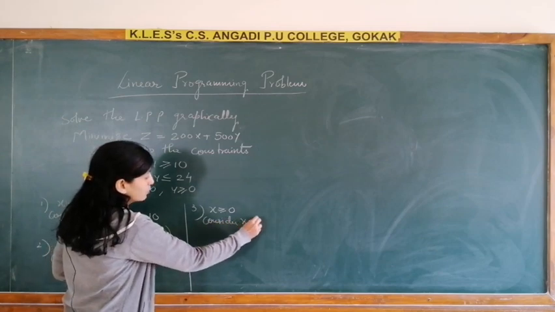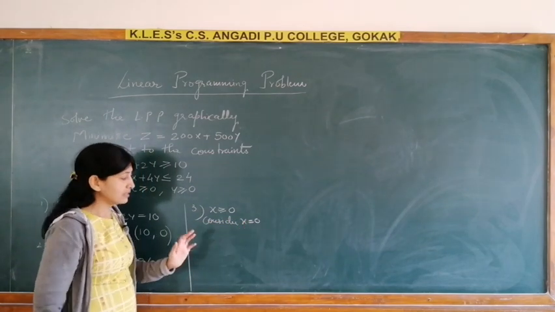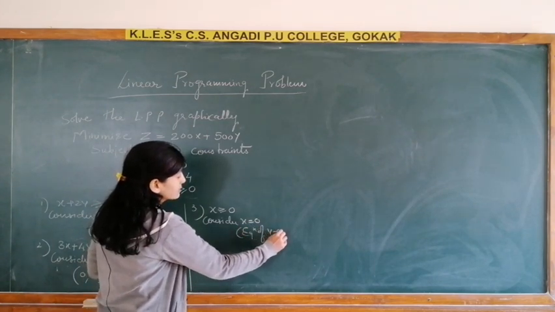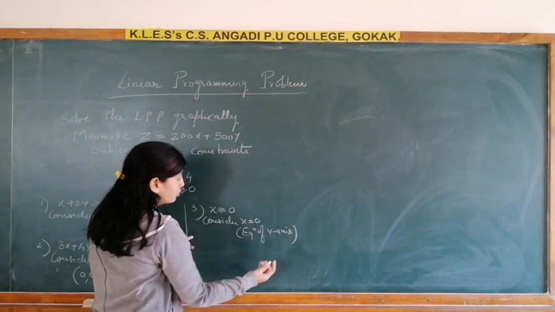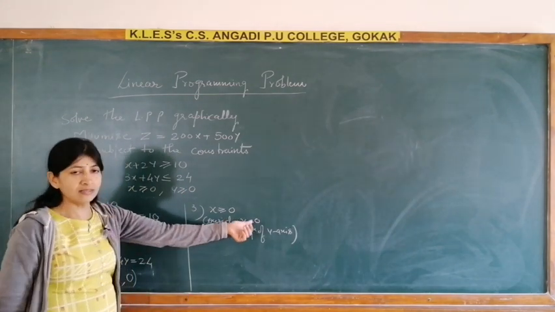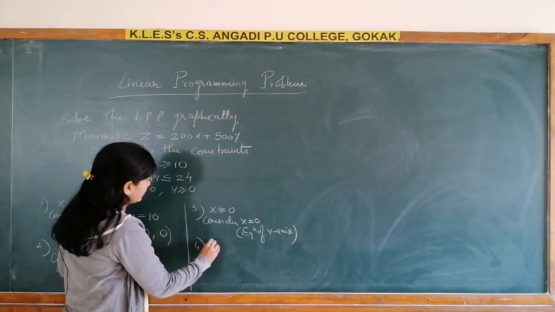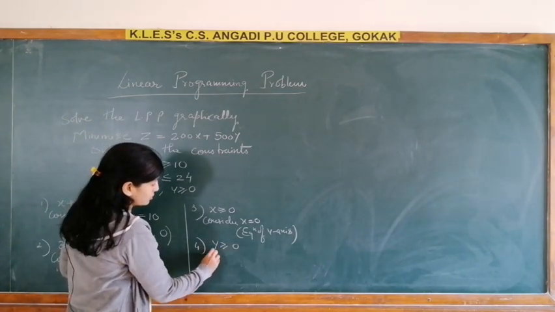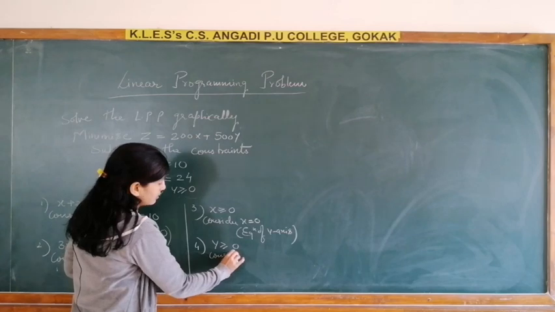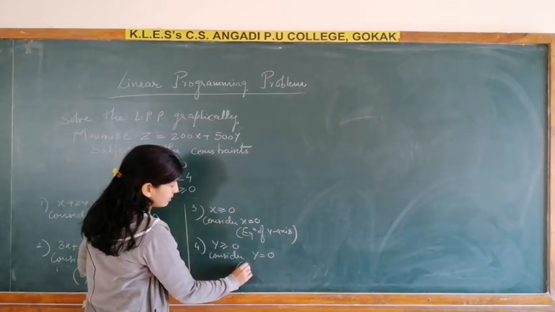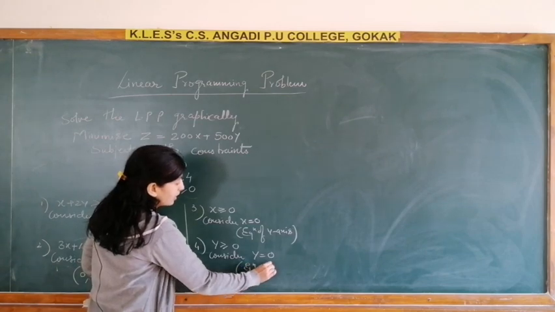Consider x is equal to 0. X is equal to 0 is nothing but what? Equation of y-axis. And here no need to take the point, because x is equal to 0 is the line. And which line? Y-axis. Fourth one is y is greater than or equal to 0. So again when you consider here, you will get y is equal to 0. So this is nothing but the equation of x-axis.